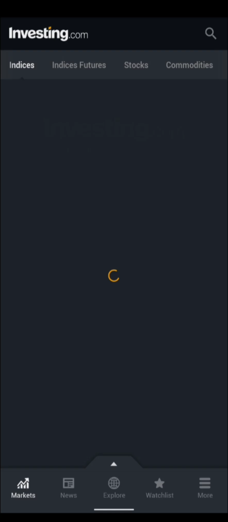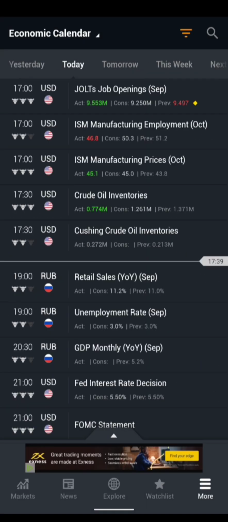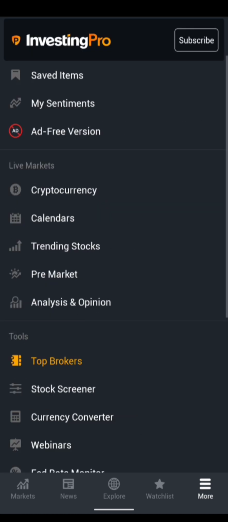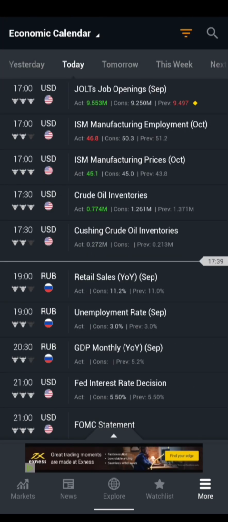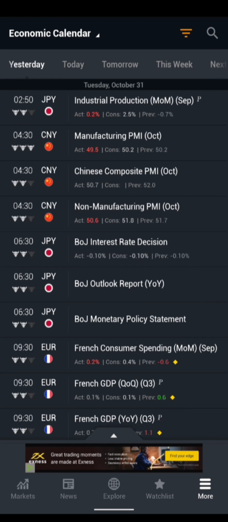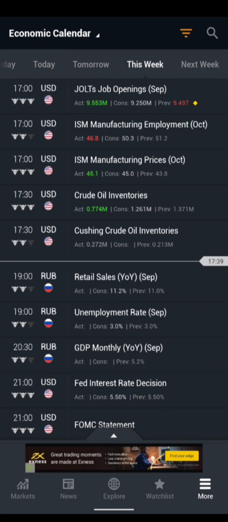So investing.com is an app used to keep tabs on the economic events happening around the world that affect the forex market. At the bottom right, we have More. Click More, and then you look for Calendars. Calendars gives you the news that are happening today. We have the option of yesterday, today, tomorrow, this week, next week.